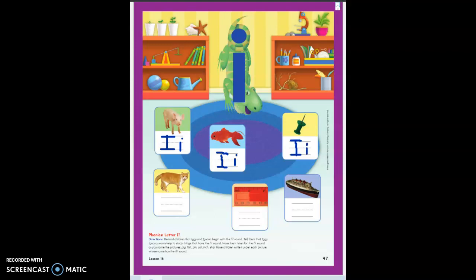All right, look at this. Everybody knows what that is. That is a cat. Yes, cat. Do I hear any I in cat? Nope. Let's put an X. We do not hear anything.